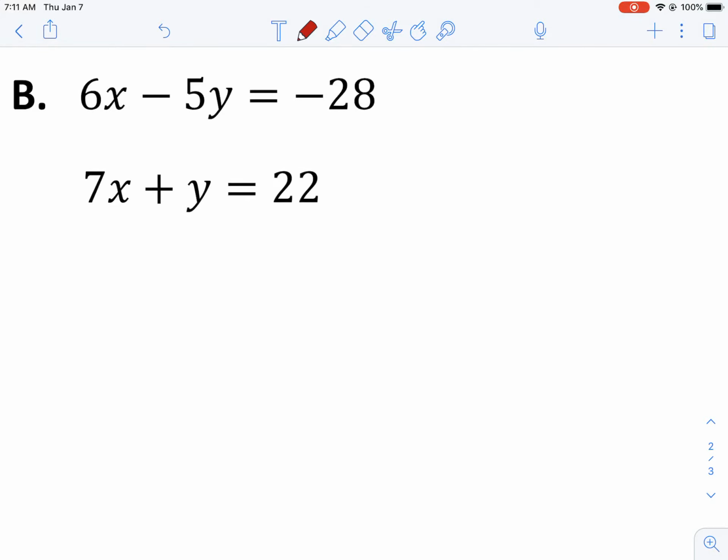Sometimes you don't always have a letter by itself, right? We have no letters already isolated on one side of the equation. However, once you realize we need to isolate a variable, you need to look for what's going to be the easiest variable to isolate. Not that one, not that one, not that one, they all have coefficients in front. This y has a coefficient of 1, so this one's going to be the easiest one to get by itself. All we have to do is move that 7x over to the other side.